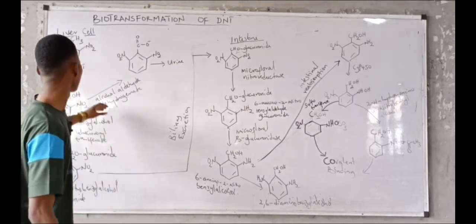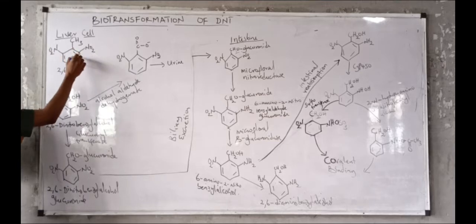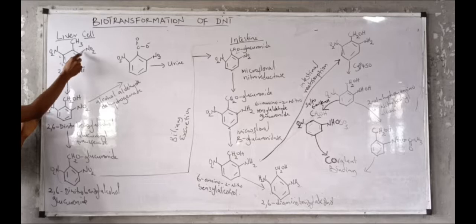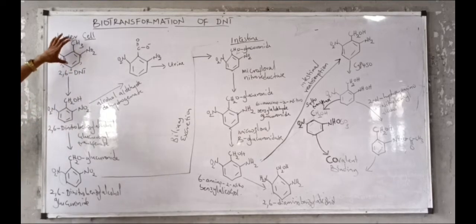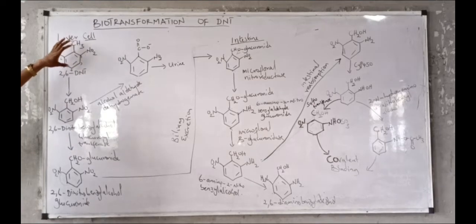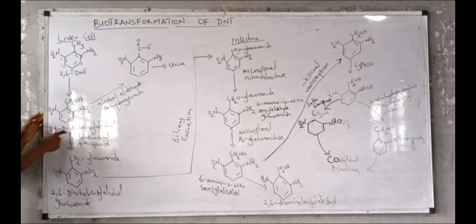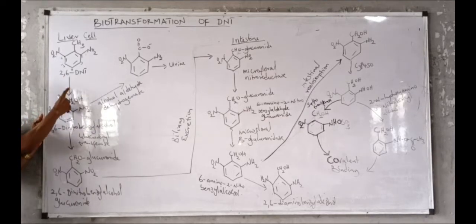First, if the 2,6-dinitro-toluene, look at the structure. If you are naming this 1, 2, 3, 4, 5, 6, 2,6-dinitro, and this is toluene. So 2,6-dinitro-toluene. First, 2,6-dinitro-toluene can be converted and can be hydroxylated to 2,6-dinitro-benzyl alcohol. And who can tell me the name of the enzyme that can catalyze this reaction?